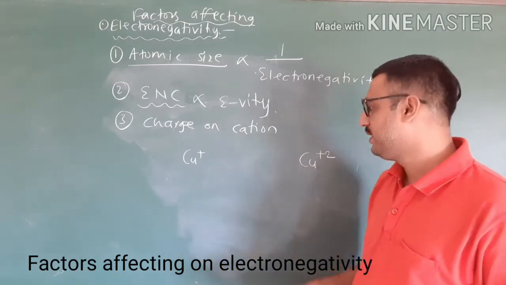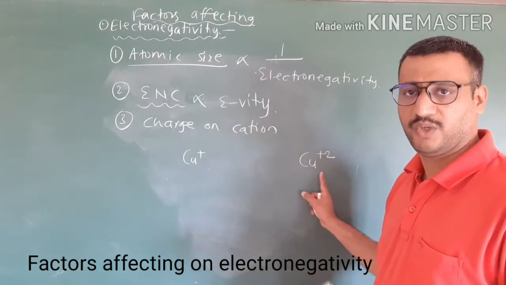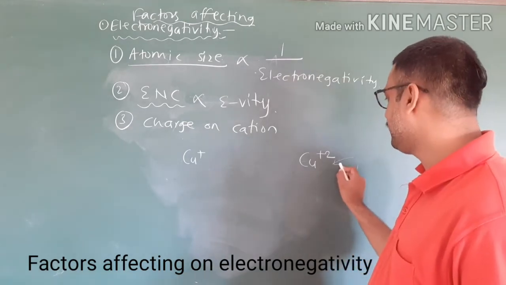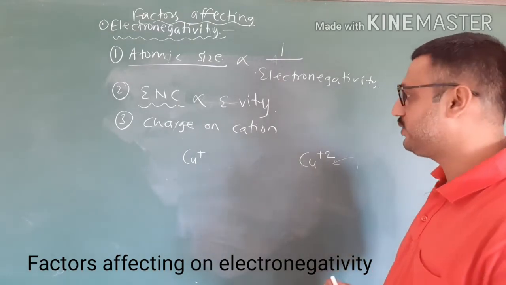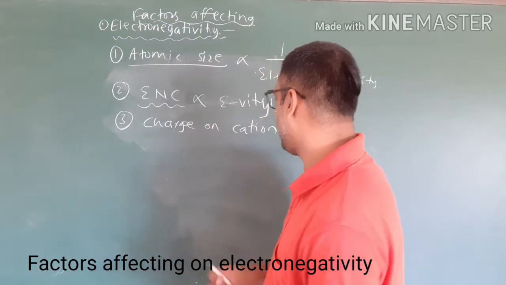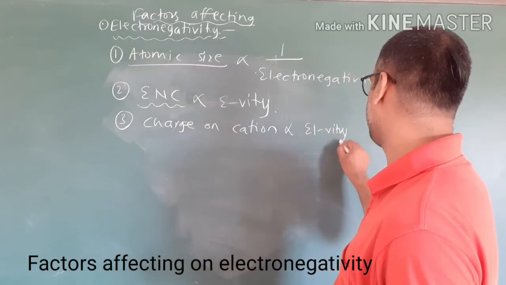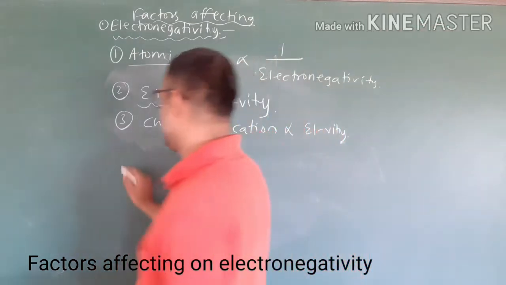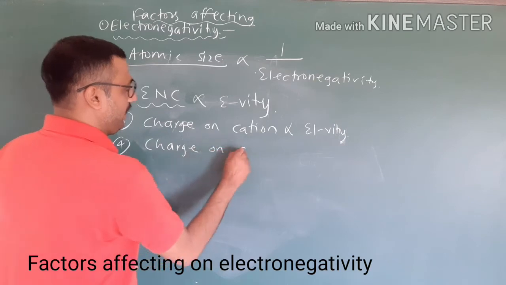towards itself, the plus 1 or the plus 2 ion? The ion with the plus 2 charge, because electrons are negatively charged and they will get pulled by the more positively charged ion. So here the conclusion is that the charge on the cation is directly proportional to the electronegativity value.